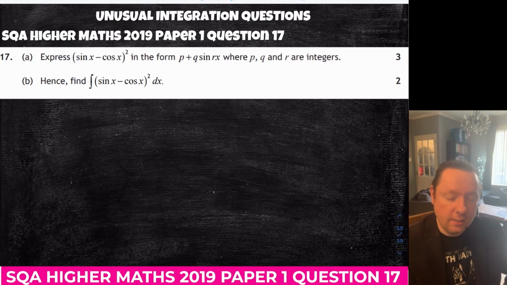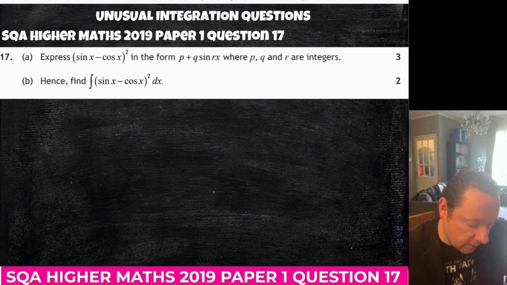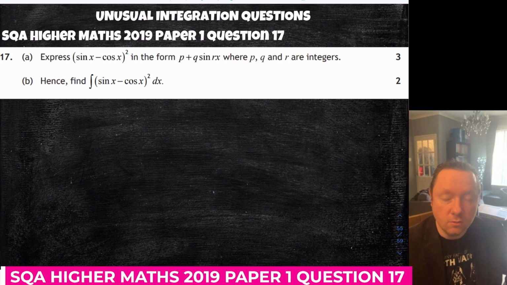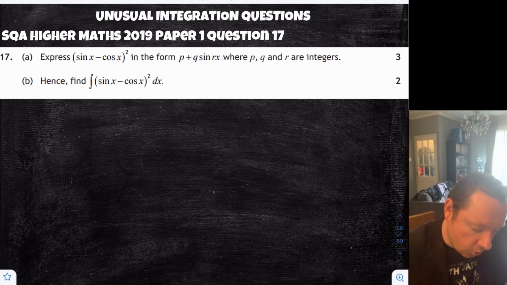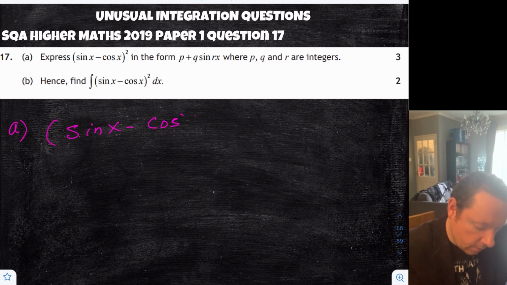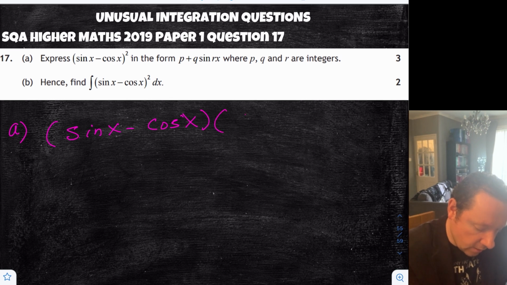SQA Higher Maths 2019, paper 1, question 17. Express (sin x minus cos x) squared in this form, and then find the integral. So it's p plus q sin rx. I'm just going to assume we need to expand the bracket. I think you should too. So we've got (sin x minus cos x) times (sin x minus cos x). That equals sine squared x.